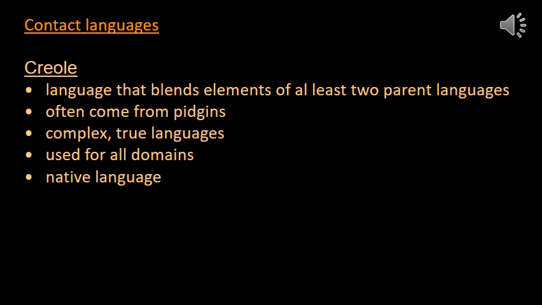A Creole is the same thing as a pidgin in one respect: it's a language that blends elements of two parent languages, but that's the only common thing with a pidgin. It comes from a pidgin, but it's much more complex. Creoles are true languages with all the design features of human languages. They are very complex. They have all these fancy things we have in English, or sometimes even more complex, with complex verb tenses, adverbs, adjectives, and syntaxes and everything we know.